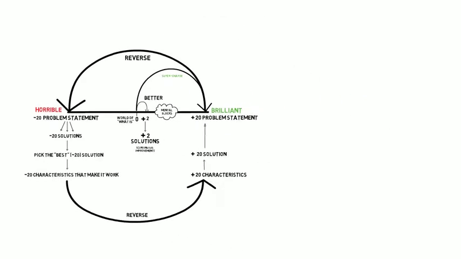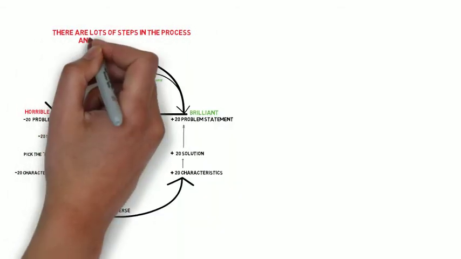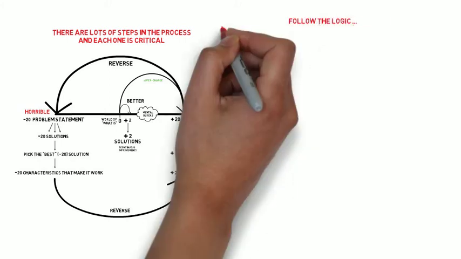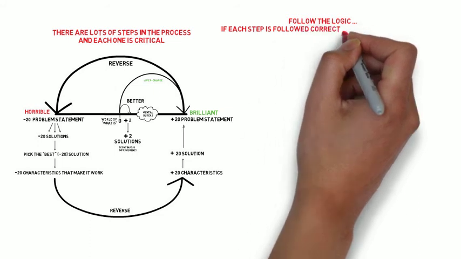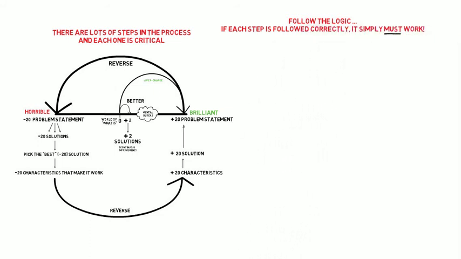Now, from a facilitation point of view, there are lots of steps in the process, and each one of these is critical. With the majority of creative problem-solving techniques, there are 1 or 2 critical steps, but within the reversal technique, there are many, many of them, 7 or 8. The trick is to follow the logic. If each step is followed absolutely correctly, it simply must work. If you just look at the graphical representation, this is maths, for goodness sake. It's almost science. This cannot fail if you follow the rules.